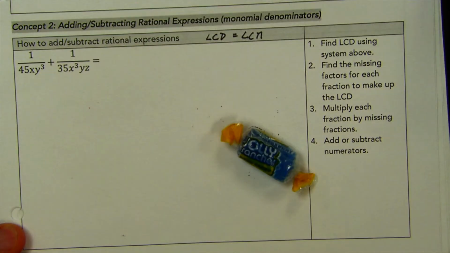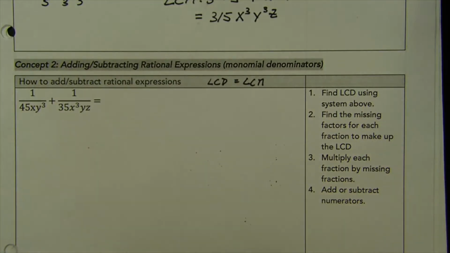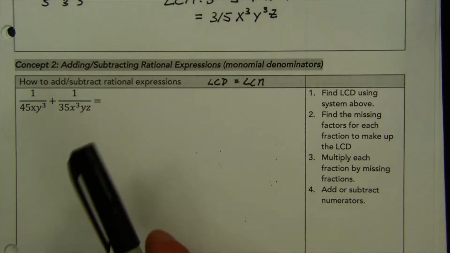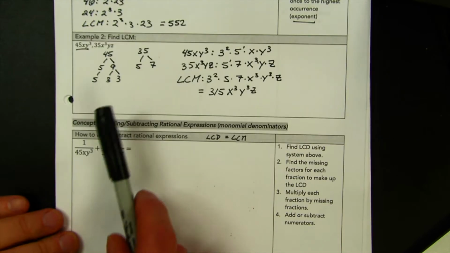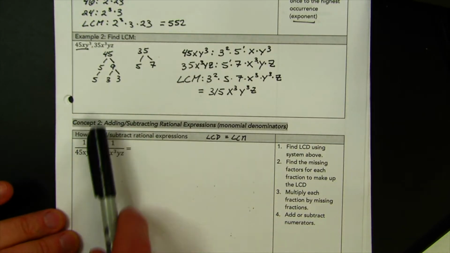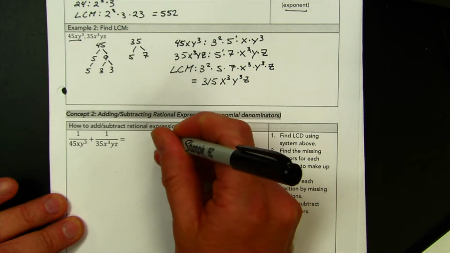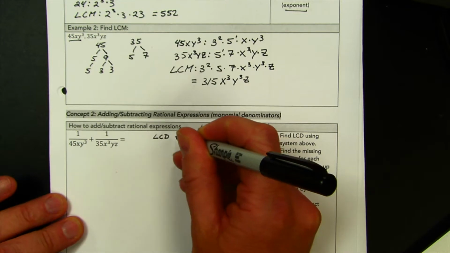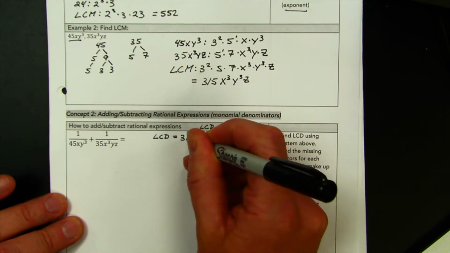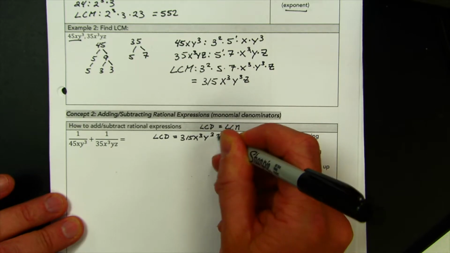Did you say 315 x cubed y cubed z? Correct. Nice job. Yes. It just so happens that I made the notes to be the same LCD as that one. So we just did this process right here. So our LCD is 315 x cubed y cubed z.